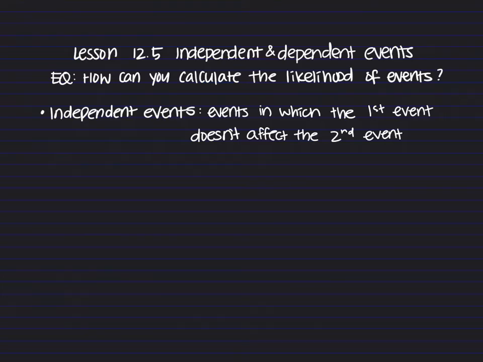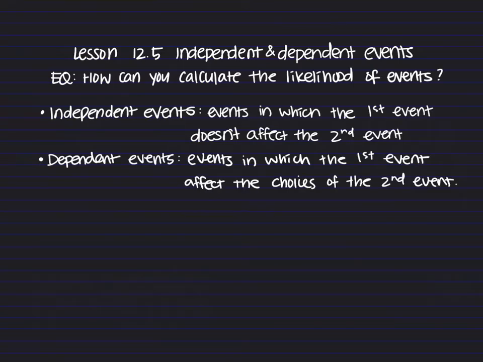For dependent events, these are events in which the first event does affect the second event. So whatever happens in the first event, the result is going to change for the second event. We're going to look at different scenarios to describe independent events and also dependent events. So let's take a look at the example of independent events.